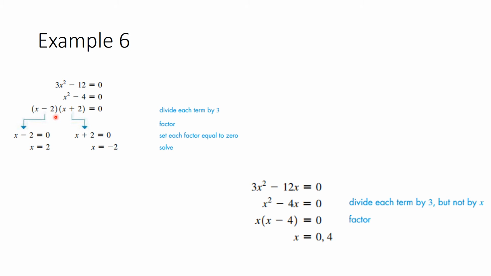This is a difference of perfect squares. This is x minus 2 times x plus 2 is equal to 0. I set each of those in turn equal to 0, and I get x is 2, and x can be minus 2.